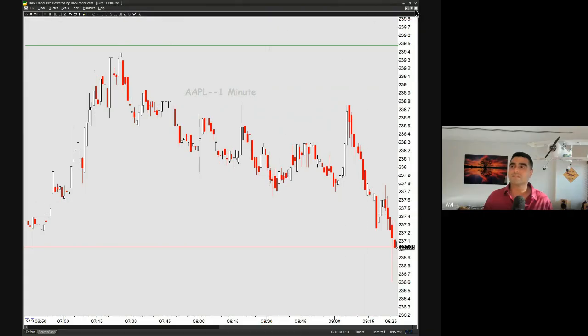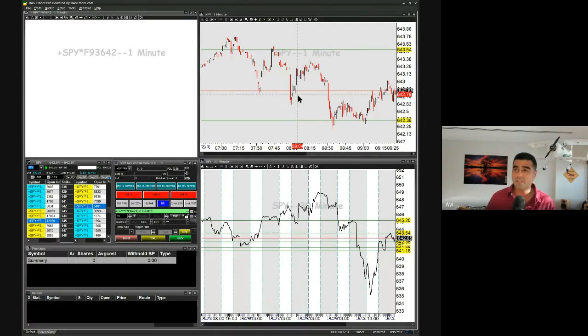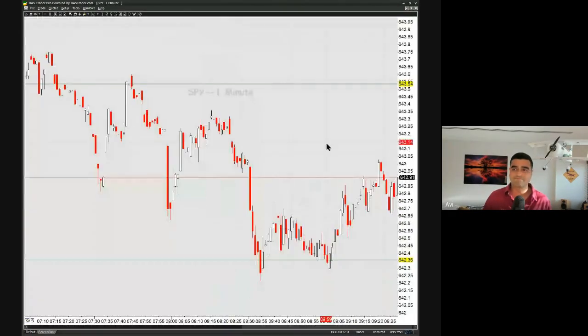Anyway, all right. So a couple of minutes to the open. I will once again sit out those first few minutes while the candles are jumping around. I'm really just looking for good, neat 1 minute price action, a good candlestick setup.